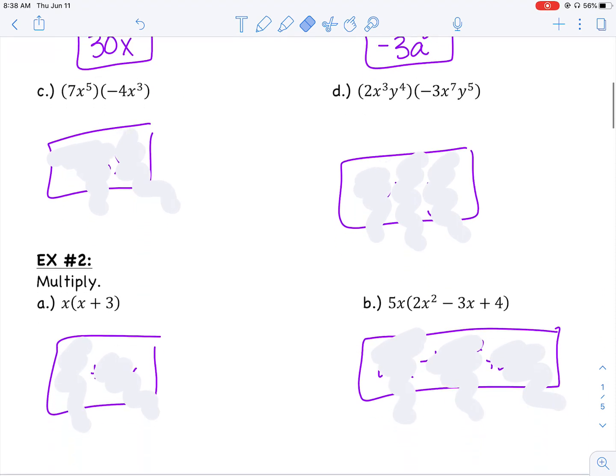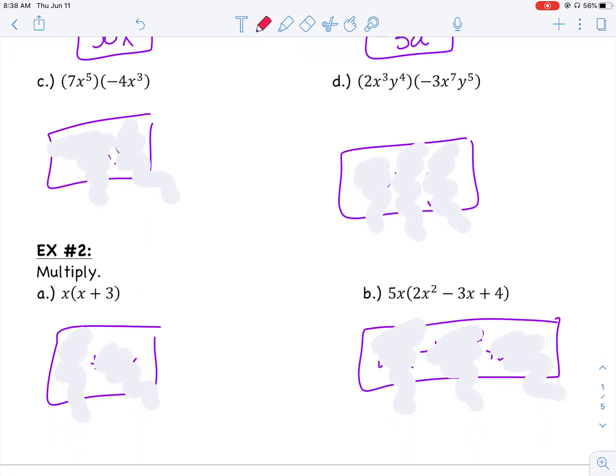Let's do a few more. All right, c says that we have this 7x to the 5th times -4x to the 3rd. I'm going to multiply the coefficients, so 7 times -4, -28. And then if I have x to the 5th and I have x to the 3rd and I'm really multiplying, what I really do is I add their exponents together, which gives me x to the 8th. So -28x to the 8th would be my final answer on that one.